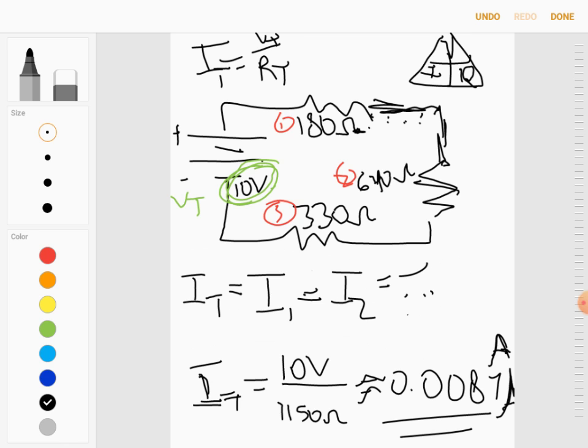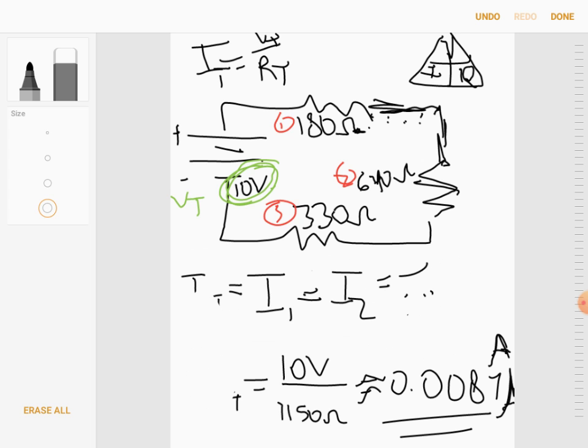Now we need to find the total voltage as well as V1, V2, and V3. Those are the last things that I asked.